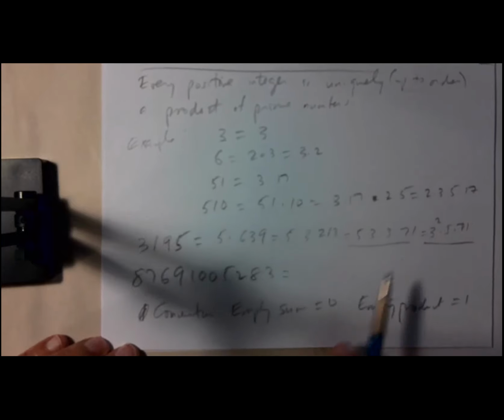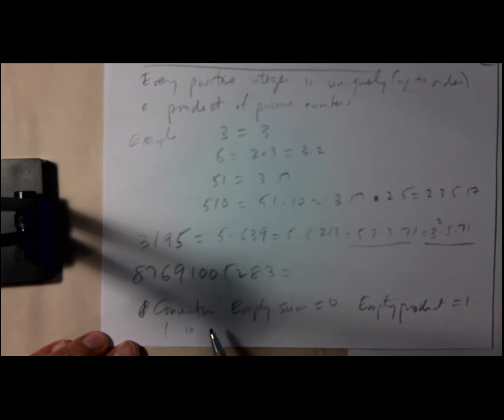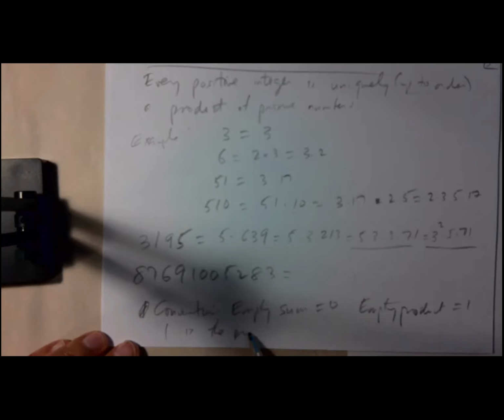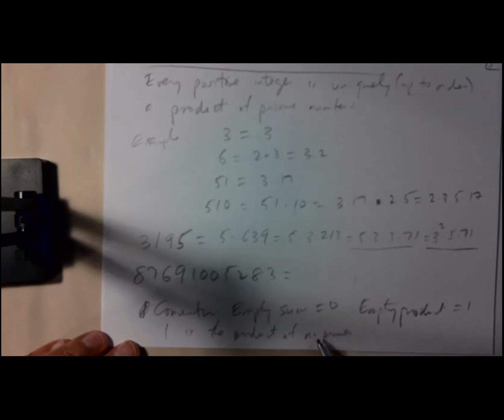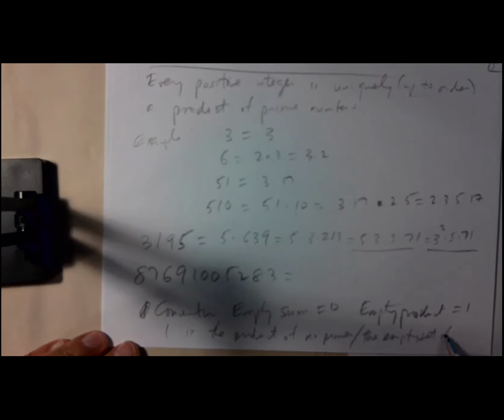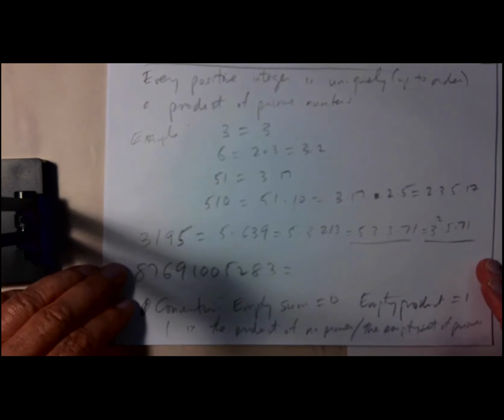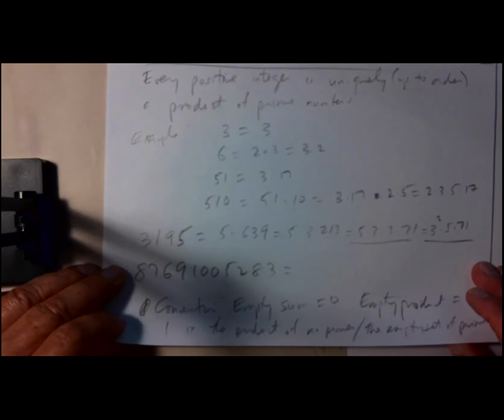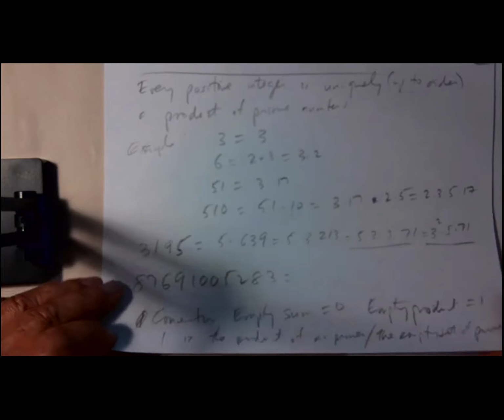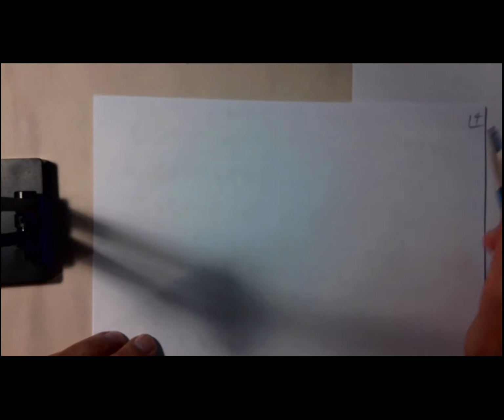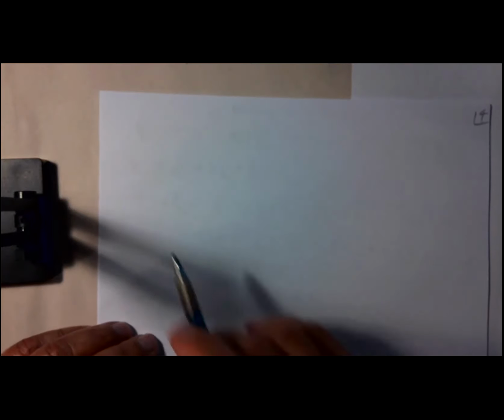So 1 is a product of no primes, or the empty set of primes. If you're happy with this notion, then the fundamental theorem of arithmetic applies to the number 1. If you're not happy with the notion, you can simply say the fundamental theorem of arithmetic says every integer greater than 1 is uniquely a product of primes. It really makes no difference, whichever formulation you like.